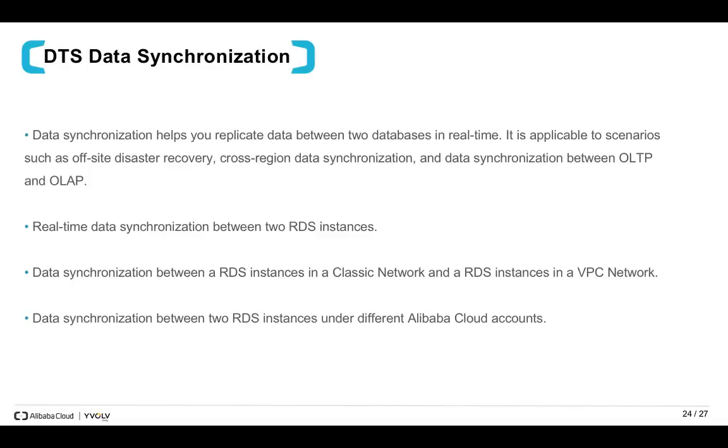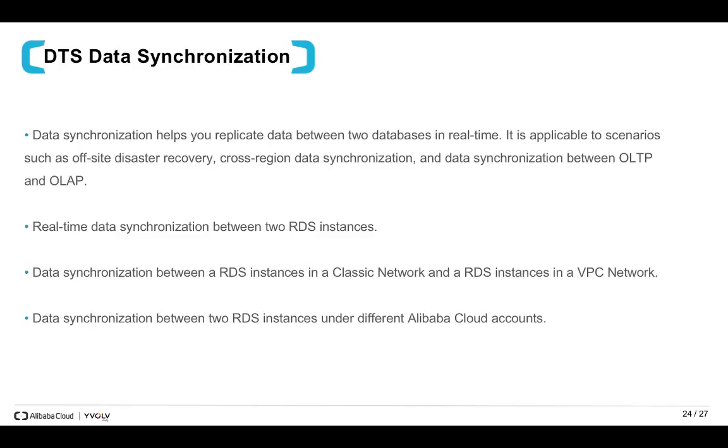So the next feature is data synchronization. Data synchronization helps you replicate the data between two databases in real time, and it is applicable to scenarios. So basically, if you have a database and you want to synchronize that to Alibaba Cloud, that can act as your disaster recovery data as well. If any disaster happens within your on-premise, you always have the data available within Alibaba Cloud, which you can utilize to build your application and connect it with your database to keep your applications up and running.